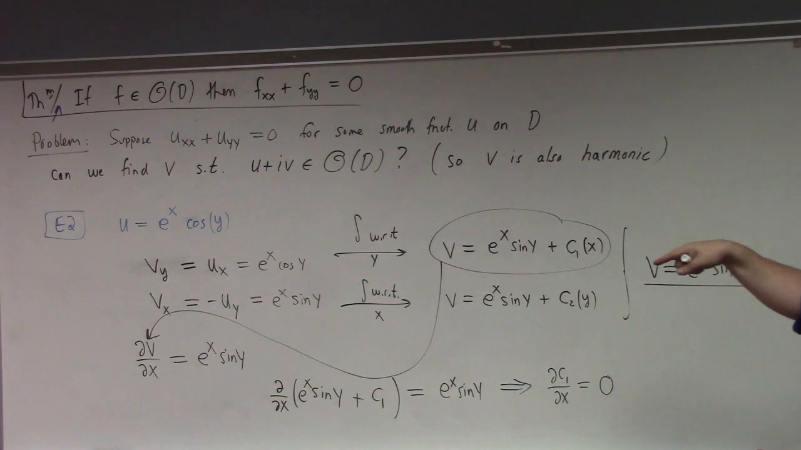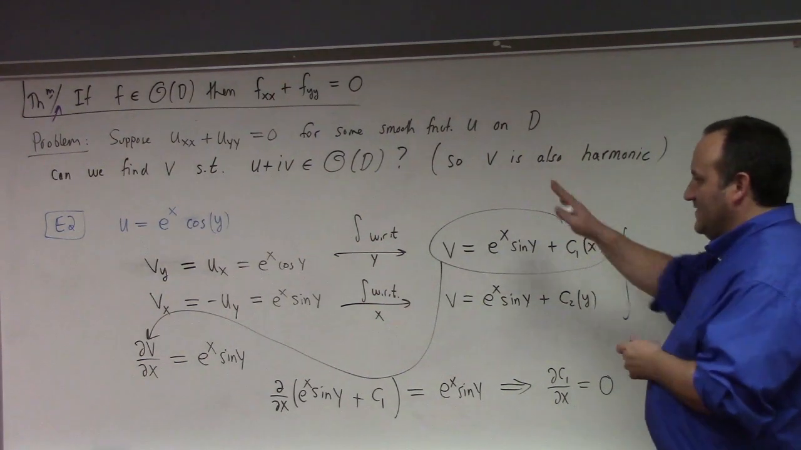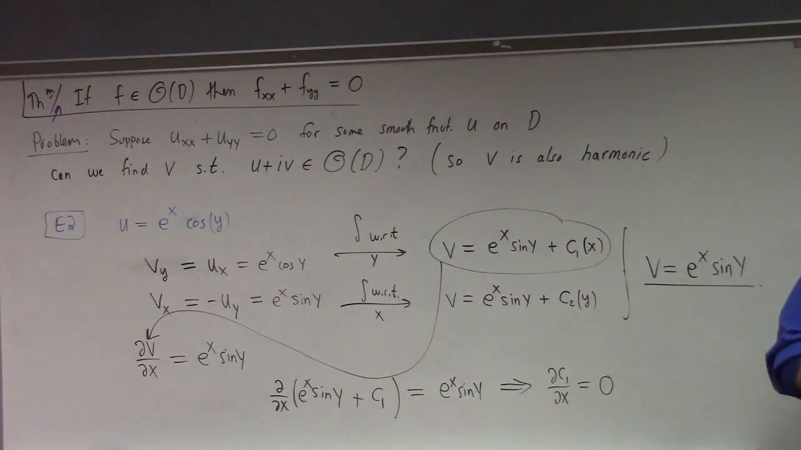Or when you plug it in, it doesn't work, which means that there isn't a harmonic conjugate, which would be disconcerting, wouldn't it? If you couldn't find a harmonic conjugate. When can you find a harmonic conjugate? When does this procedure work?